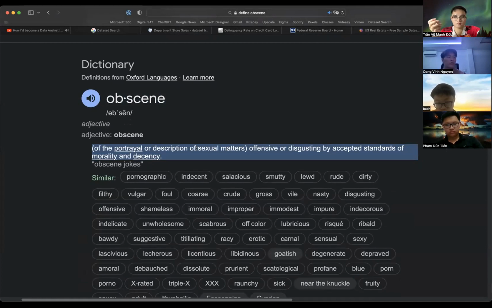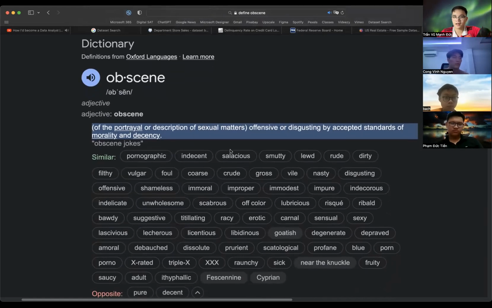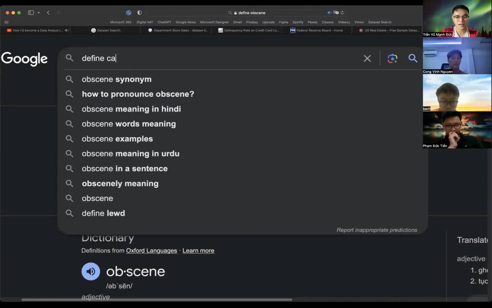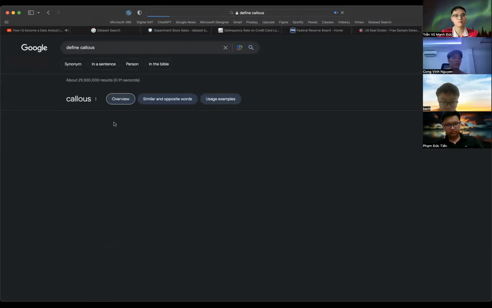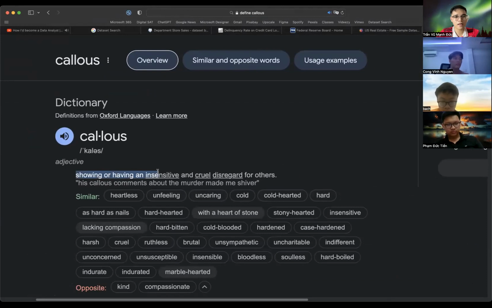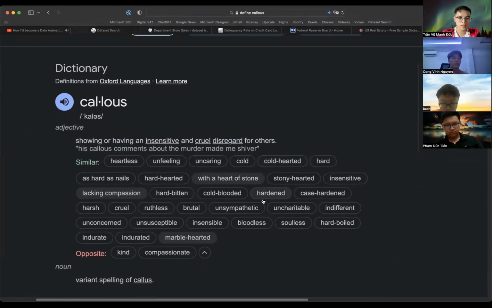So this word is kind of like a bad word right now. To be honest, I didn't really expect it to be such a bad word. So I'm going to use another word, callous. Here. Callous is like showing or having insensitive and cruel disregard for others. So you can look at the examples, and also you can look at the similar words: heartless, unfeeling, uncaring, cold, hard, cold-hearted, hard as a snail, hard-hearted.